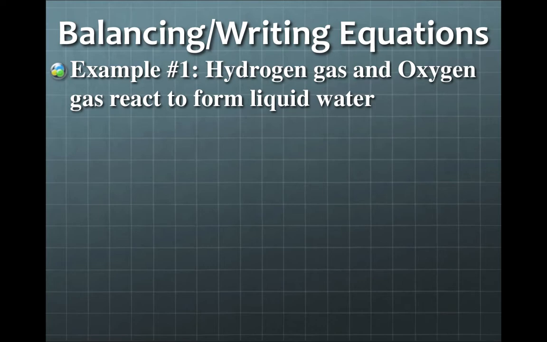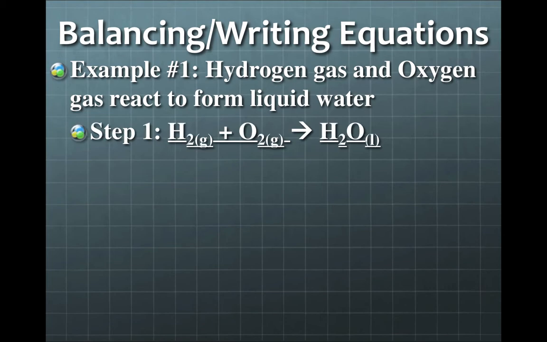Okay, so let's do an example. It says hydrogen gas and oxygen gas react to form liquid water. Step one is we write our skeleton equation. So H2, which is hydrogen gas, I put the little g there, plus means it reacts with O2, which is oxygen gas, and I put the little g there because it's a gas, and then the arrow means to form, and then H2O, liquid water, and I put the little l there to indicate it's a liquid.